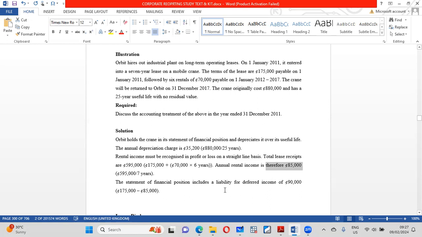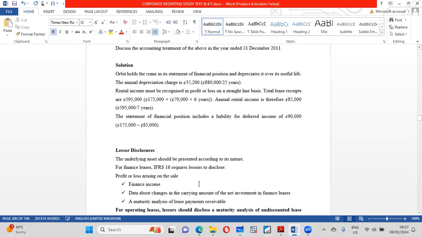But if they've paid it, there is no deferred income. If they've not paid it, it's a deferred income. You just collect the one that you take. So basically, that is that. Now, lessor disclosures, finance: the things you do in the amortized table, that is what you disclose.